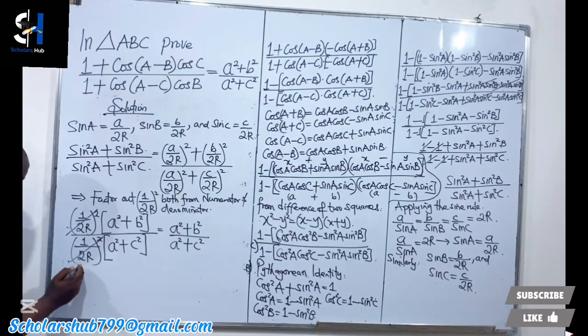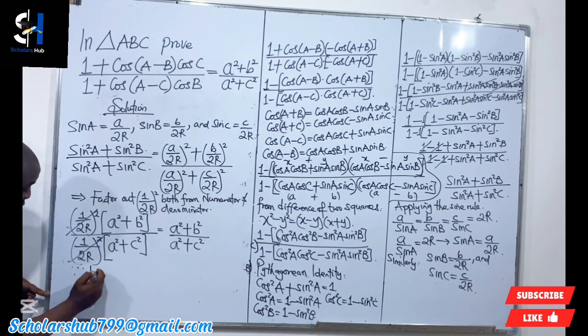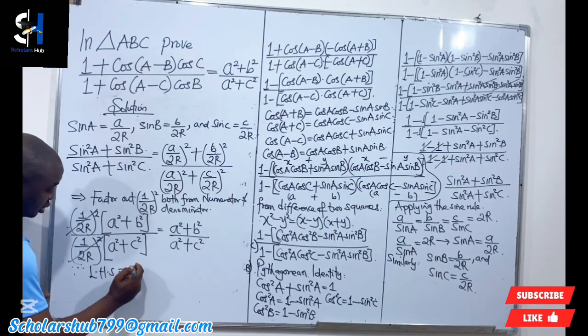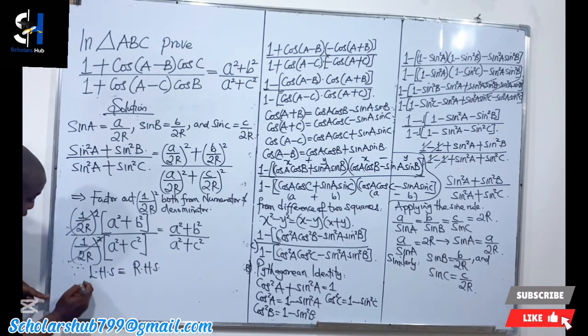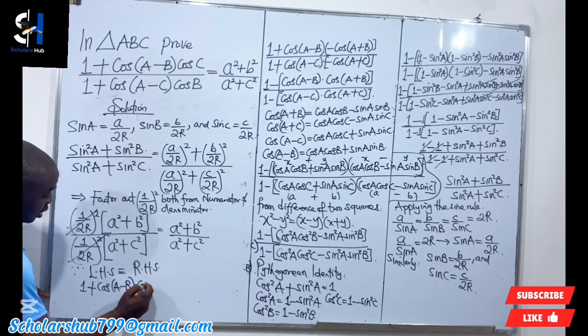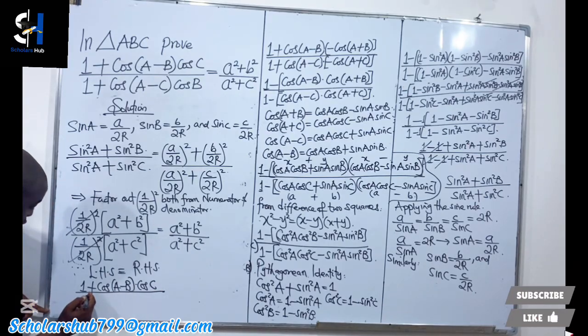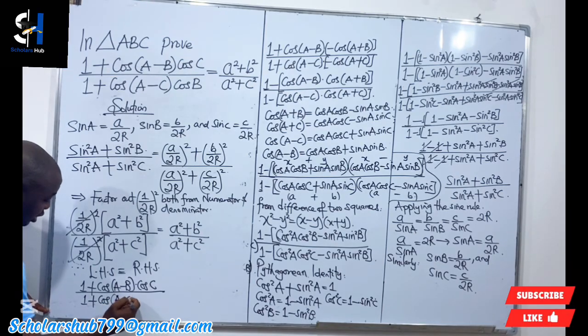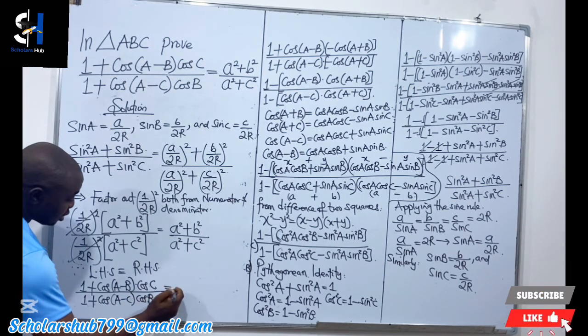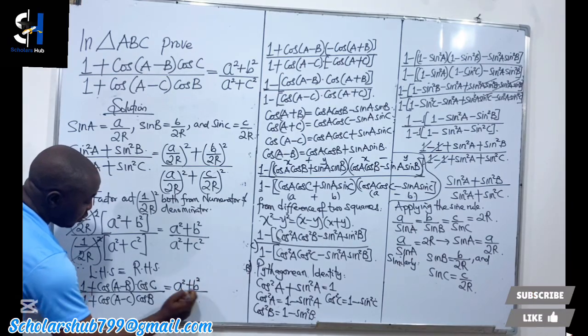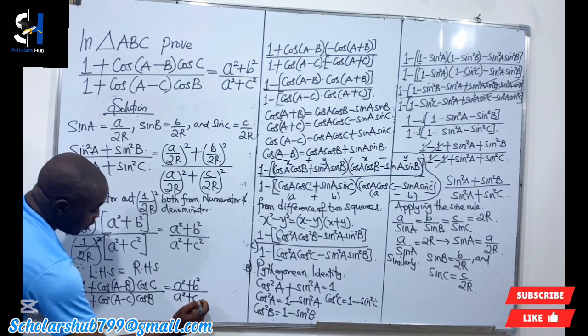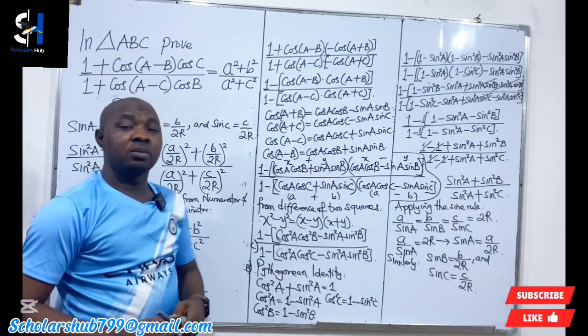So we can say therefore the left hand side is equal to the right hand side. And that is 1 plus the product of cos A minus B cos C, over 1 plus the product of cos A minus C cos B, is equal to a squared plus b squared divided by a squared plus c squared. And we've come to the end of this tutorial.